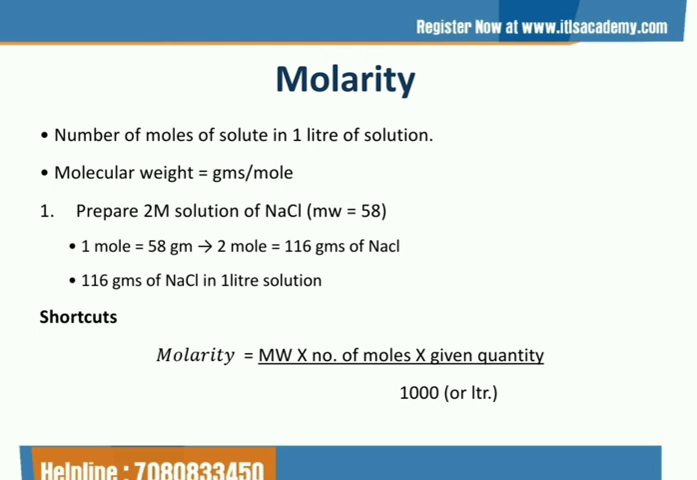Molarity: number of moles of solute in 1 liter of solution, where molecular weight is given in grams per mole. Example 1: prepare a 2 molar solution of NaCl. Here the molecular weight of NaCl is 58. 1 mole is equal to 58 grams, so 2 moles will be 116 grams of NaCl. So now, 116 grams of NaCl in 1 liter of solution.